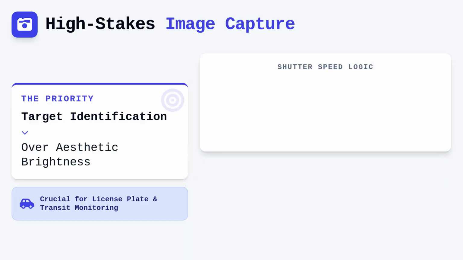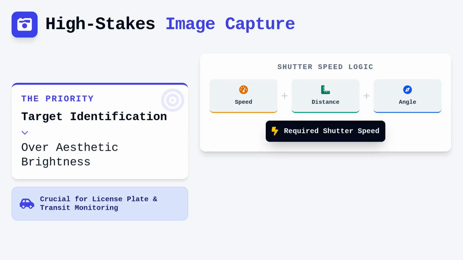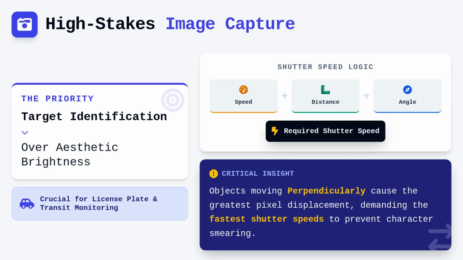Calculating the required shutter speed requires looking at the speed of the object, its distance from the camera, and its angle of travel. An object moving perpendicularly to the camera's view will require a much faster shutter speed than one moving directly toward or away from the camera. This is because the lateral movement creates the greatest displacement across the sensor's individual pixel rows.